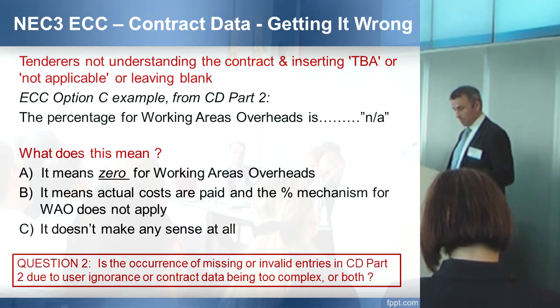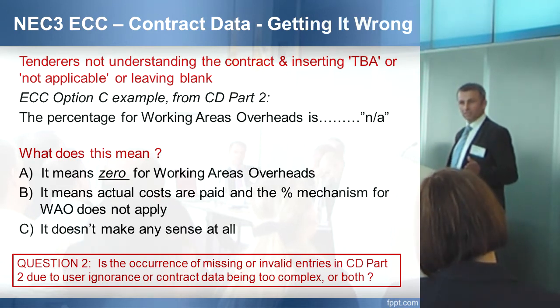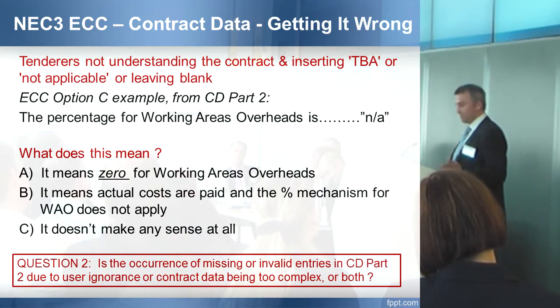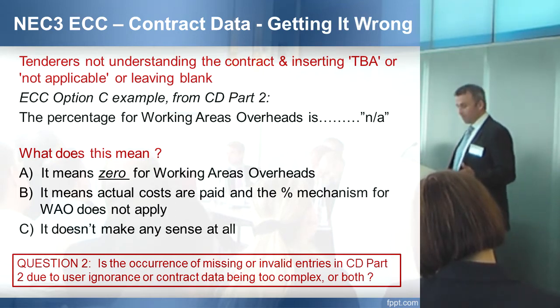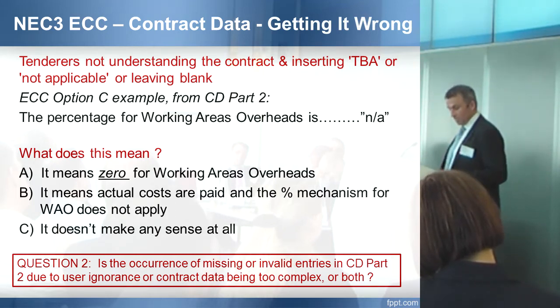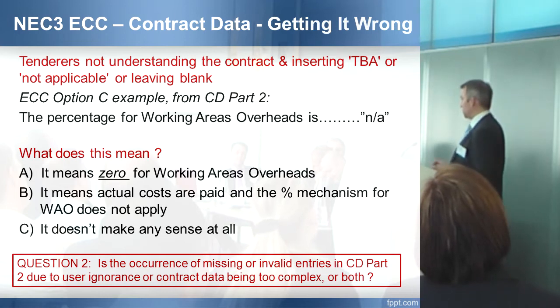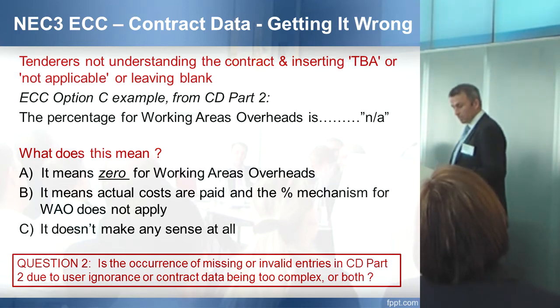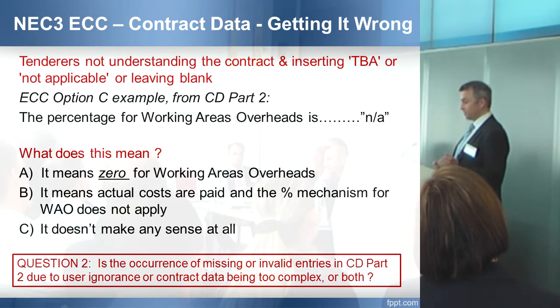numerous times. Now, I don't know how many lawyers we've got in the audience, but I'd maybe like to see some hands in the air. What does this mean when using option C from contract data part 2, when you've got working area overheads not applicable? Does it mean that 0 is paid in respect of those items? Does it mean that the actual mechanism has fallen away and you're actually going back to actual costs now? Or doesn't it make any sense at all?